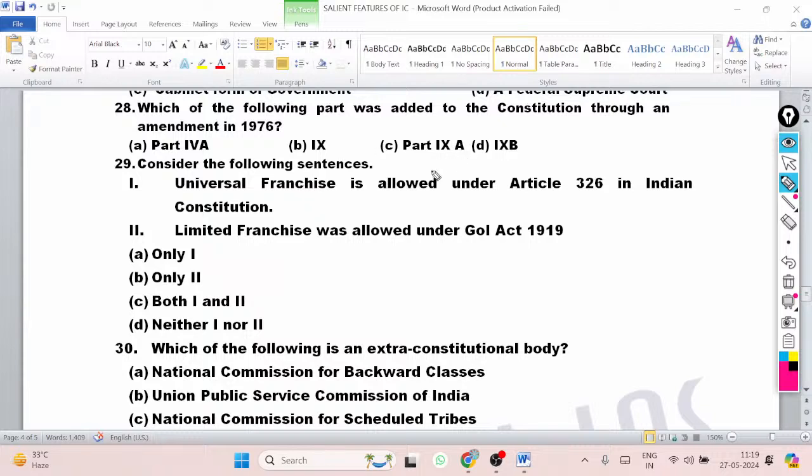Part IXA is added by the 74th Amendment Act, 1992, and Part IXB is added by the 97th Constitutional Amendment Act, 2011. So that is a point also. Please take a note of that. So the answer will be A. The pen is not working, so I'm just telling you the answer.